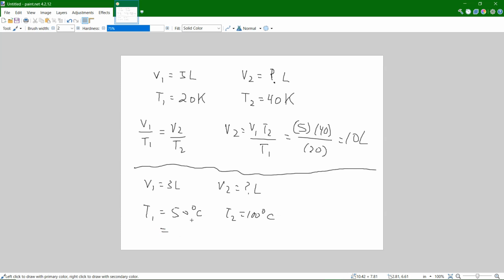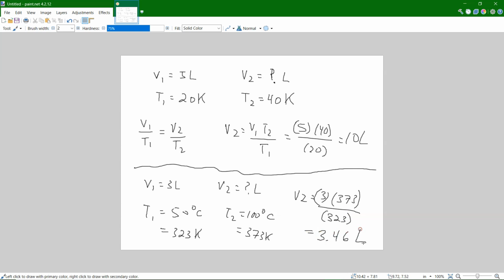So 50 Celsius plus 273 is 323 Kelvin. And T2 is 273 plus 100, which is 373 Kelvin. So V2 is V1, 3 times 373 over 323. 3 times 373 divided by 323 is 3.46 liters.